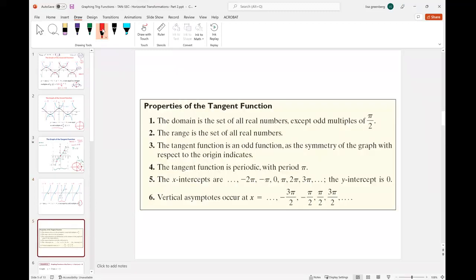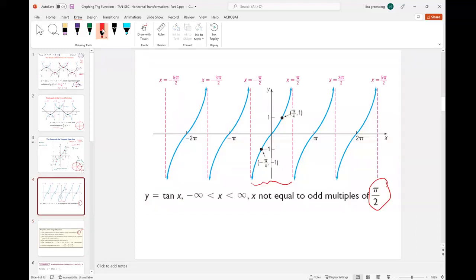Okay, so let's look at the properties of the tangent. So the domain is the set of all real numbers. So it can go from negative infinity to positive infinity, except odd multiples of pi over 2. Those are where our asymptotes are, right? The range is all real numbers. When we look at it, notice we can go from negative infinity to positive infinity for our range. There's no trouble there.